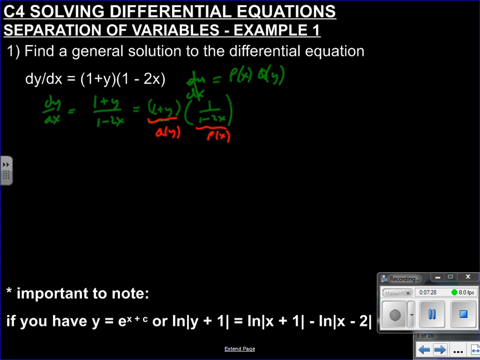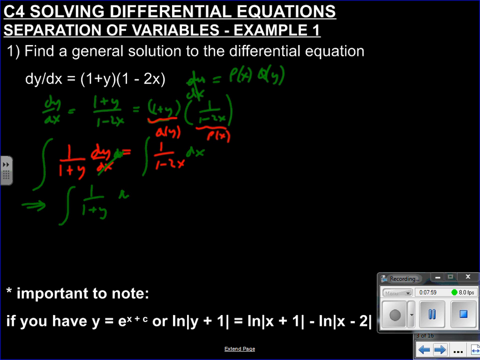I need to put all of the y's on that left-hand side. So if I divide, I can only divide, by the way. I can't plus or minus to both sides, because when you integrate, it's not going to work. You're going to have leftover bits. You'll see that more for yourself if you try it. So if we integrate both sides with respect to x, like normal, the dx by dx cancel. So you're left with 1 over 1 plus y dy, and on the right hand side, we've still got 1 over 1 minus 2x dx. And now we can integrate.